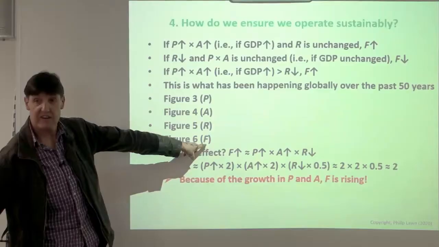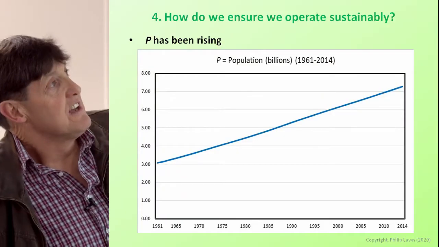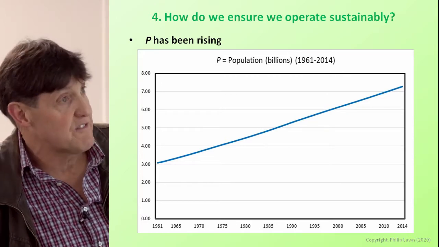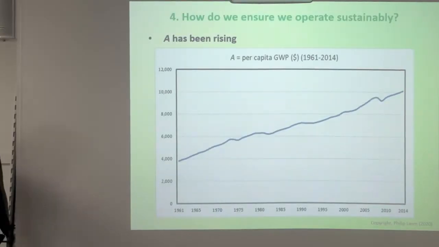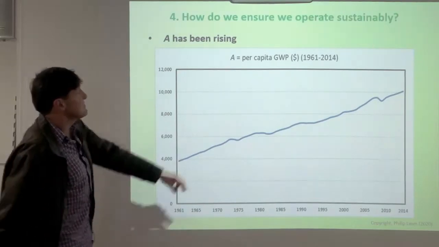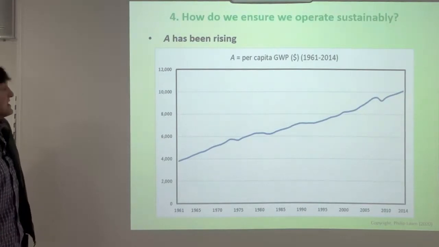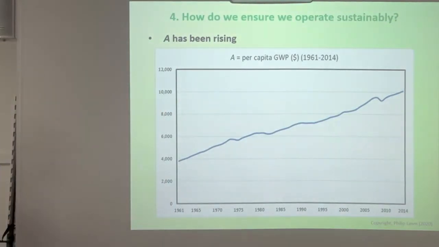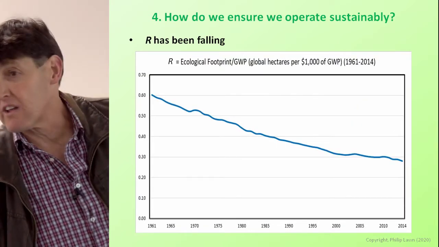So let me show a figure of P, A, R and F. We've already seen F, but I'll show it again, what's been happening. So population from 1961 to 2014, on a global level. Population's been rising. In fact, it's virtually doubled over that period of time. A has been rising. Now, at the global level, it's not called gross domestic product, it's called gross world product. It's on a per capita basis. Apart from the odd year here and there, that's been rising, and that's basically doubled over that same 53-year period. R has been falling.